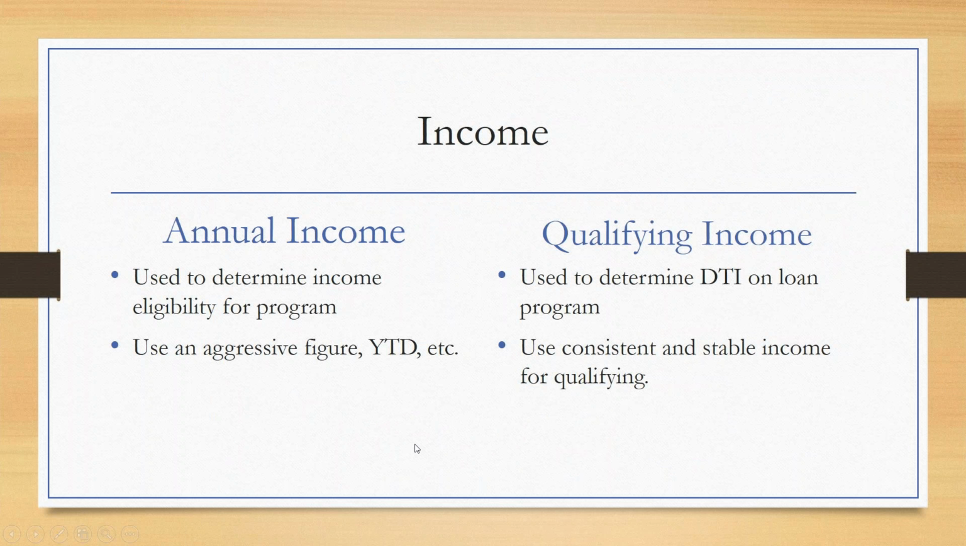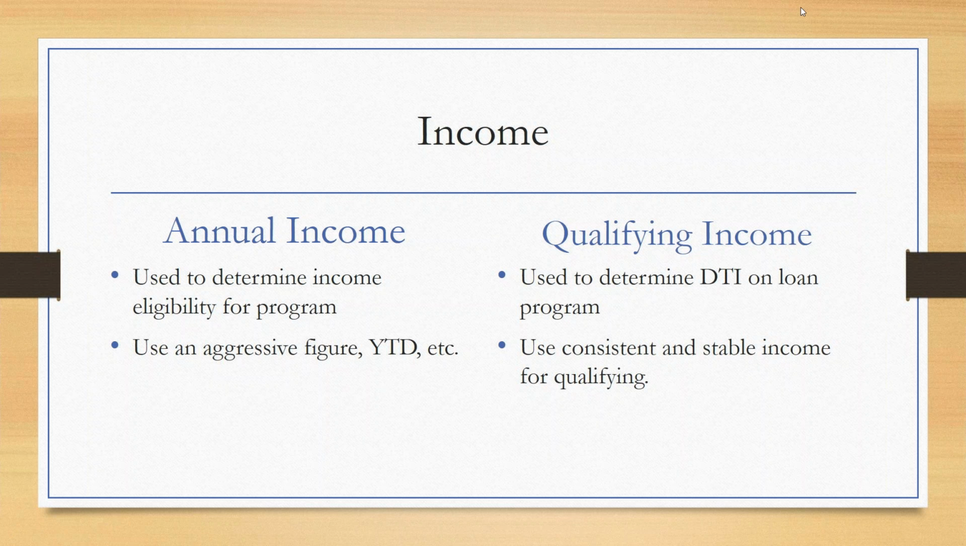All right. So when we talk about household member income and that eligibility income, USDA is using the word annual income. The annual income for the household is used to determine the eligibility for the program. And for that calculation, we're really going to use a more aggressive figure, the year-to-date, or what they make now, versus that stable and consistent income that we've used for qualifying.